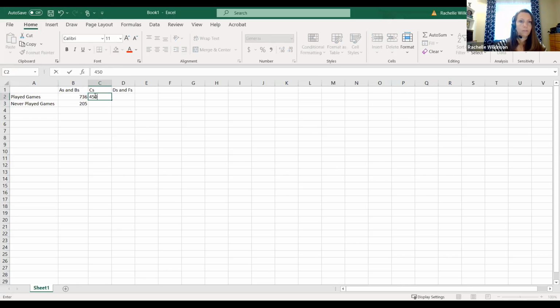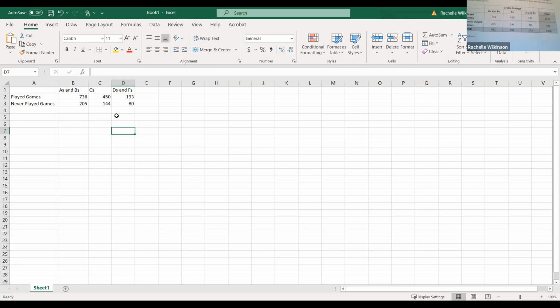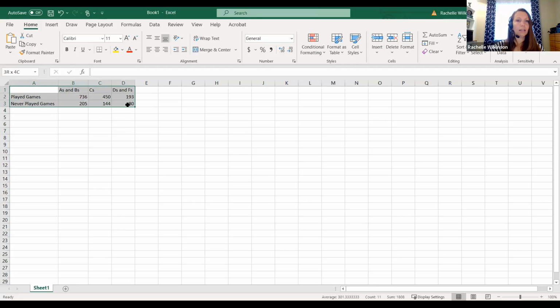205, 450, 144, 193, and 80. Okay, so now, if you hold up your chart from our example sheet and you look at my computer screen in Excel, you can see that they look the same, except we don't put any totals in here. So now I'm just going to highlight that whole block of my table there, hit Control C or copy it however you copy on your computer.